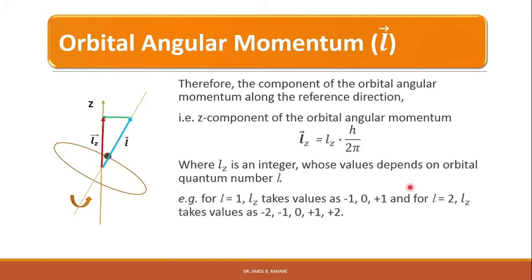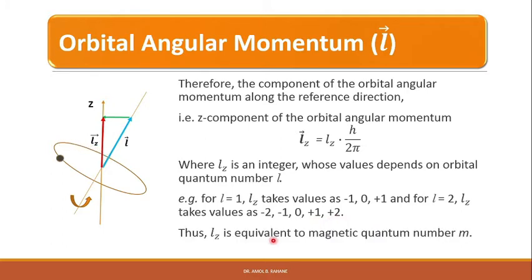For example, for L equal to 1, Lz takes values as -1, 0, +1, and for L equal to 2, Lz takes values as -2, -1, 0, +1, +2. And thus Lz is equivalent to the magnetic quantum number m, and therefore Lz takes values from -L to +L including 0. Thus Lz takes 2L plus 1 values.